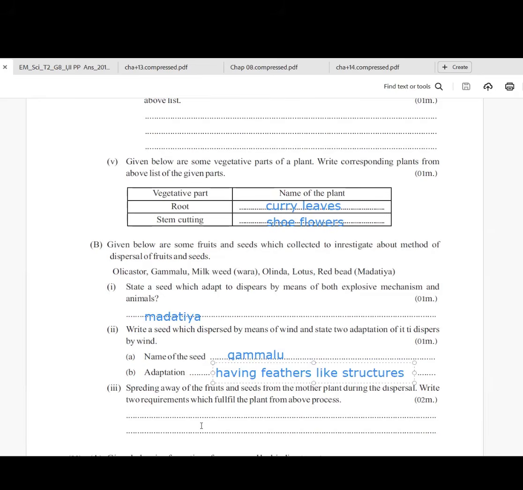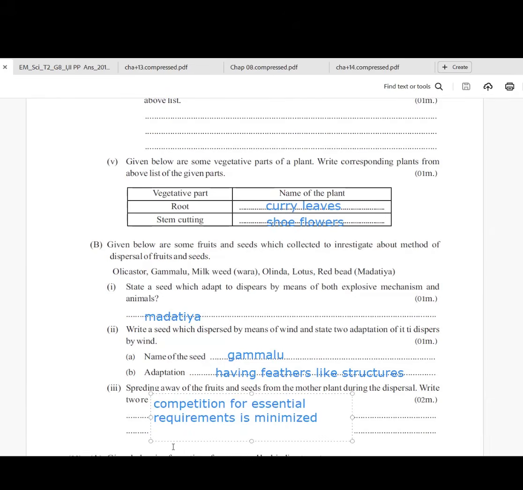Spreading away of fruits and seeds from the mother plant during dispersal: write two requirements which the plant fulfills from the above process. Competition for essential requirements is minimized. Another one: new habitats are found.